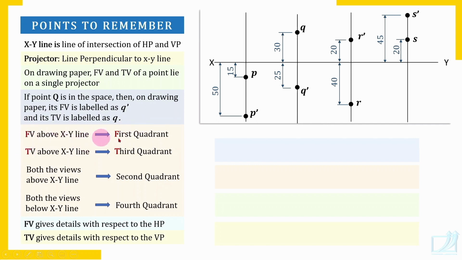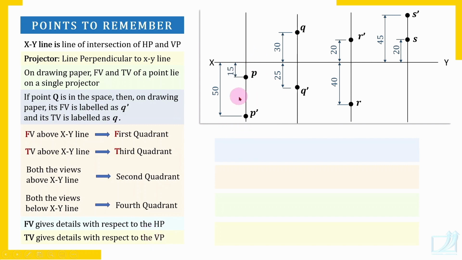Front view above XY line means first quadrant. Top view above XY line, third quadrant. Both the views above XY line means second quadrant, and both views below XY line, that is fourth quadrant. And also you must know that front view gives details with respect to HP and top view gives the details with respect to VP.